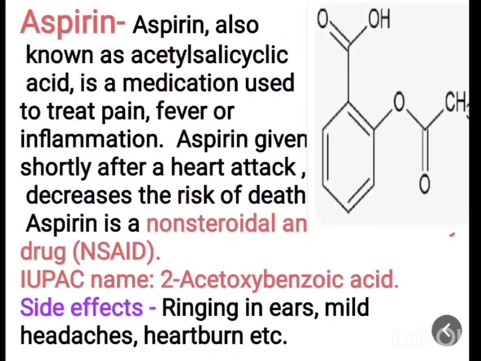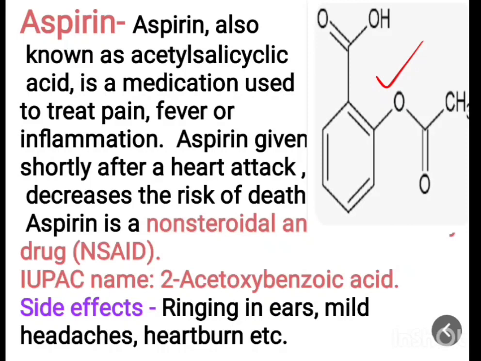Next one, we have to know aspirin. Aspirin is this structure. Aspirin is also known as acetylsalicylic acid, a derivative of salicylic acid.